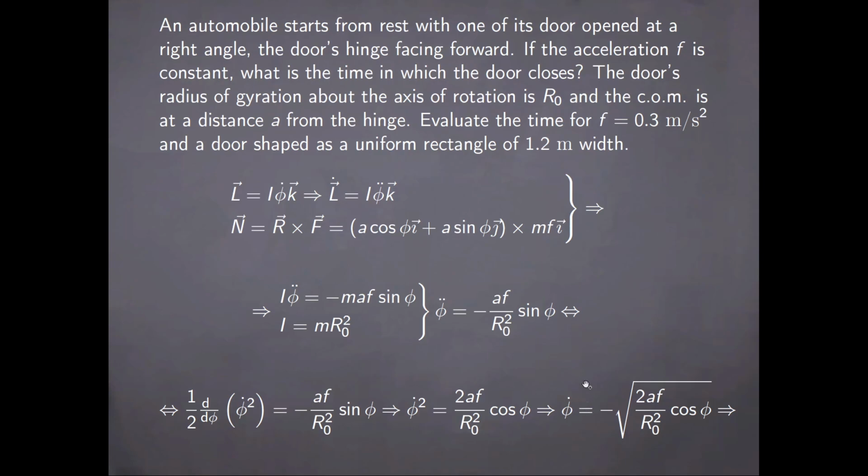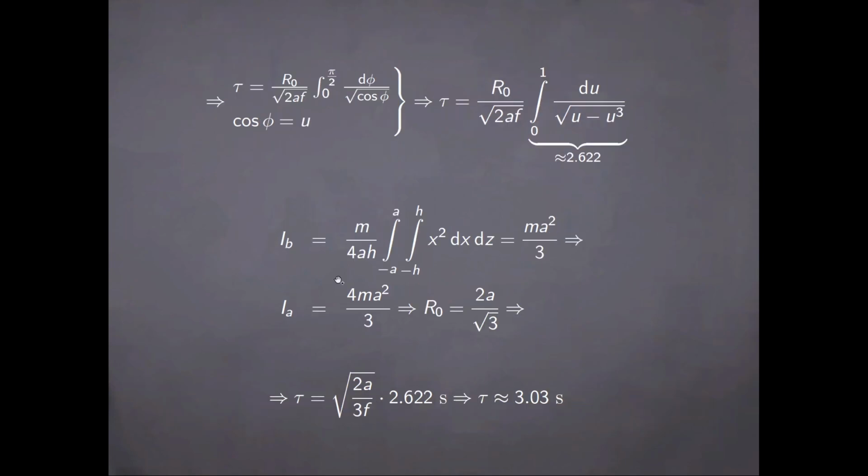Right, so obtaining this expression, we just integrate it for time, and if we want to end up with the time it takes for the door to close, then the value tau here is going to be given by this constant multiplying this integral, which is taken from what we assume to be the initial value of the angle all the way to pi over 2.